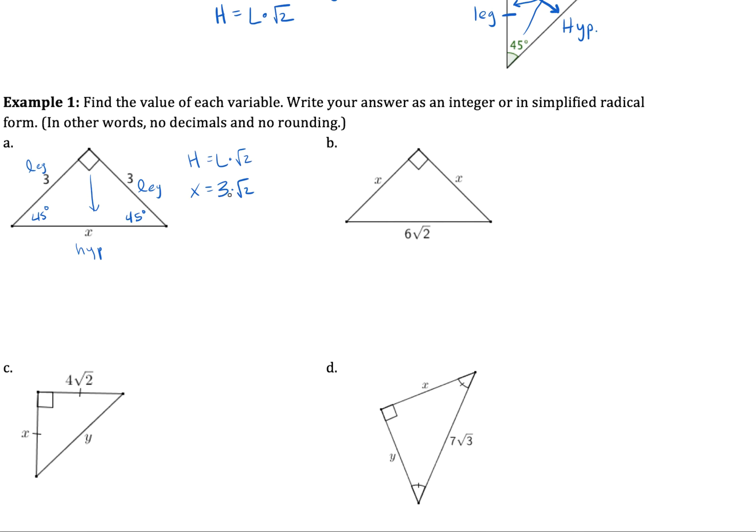It says x equals 3 times the square root of 2. We know that we can write that as just 3 root 2. So x equals 3 root 2, that's my answer for part A.